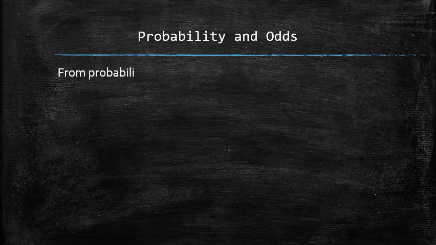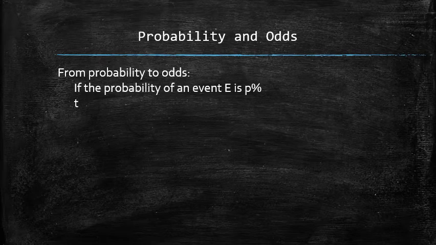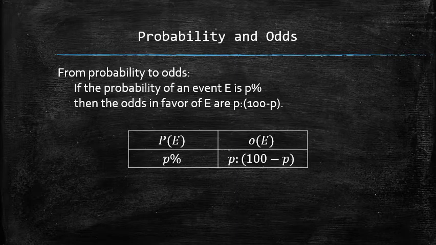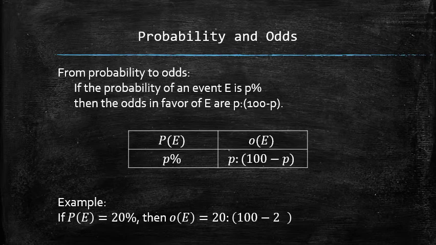Here's how we convert from probability to odds. If the probability of an event E is p%, then the odds in favor of E can be computed as the ratio of p to 100 minus p. And this table summarizes the conversion rule. For example, if the probability of E is 20%, then the odds in favor of E are 20 to 80, which is the same as 1 to 4.